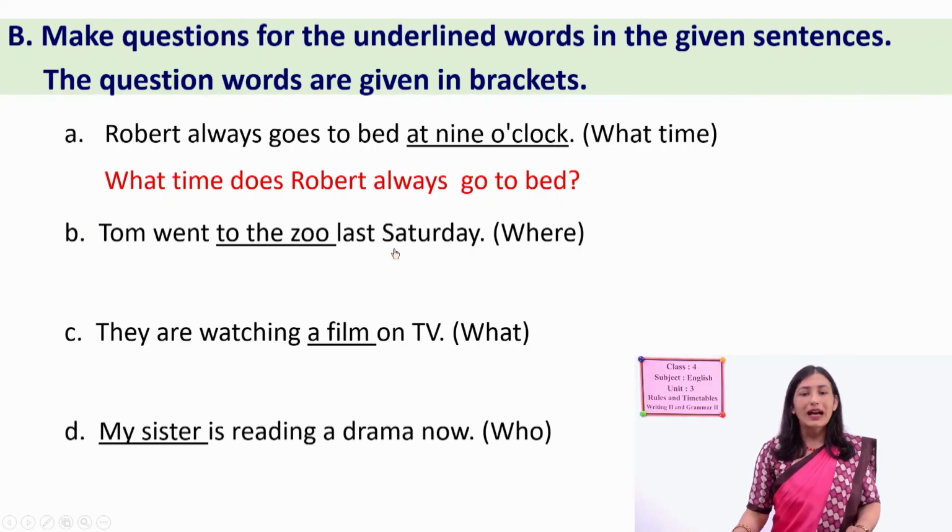Tom went to the zoo last Saturday. You have to make a where question. So start with where and then use the auxiliary verb. Here we use does, but here the verb is a past verb, V2. So we should use did. Good. Where did, and then what is the subject? Tom. Good. And you have to change the verb again. What is the verb 1 of went? Go. Very good. Where did Tom go?